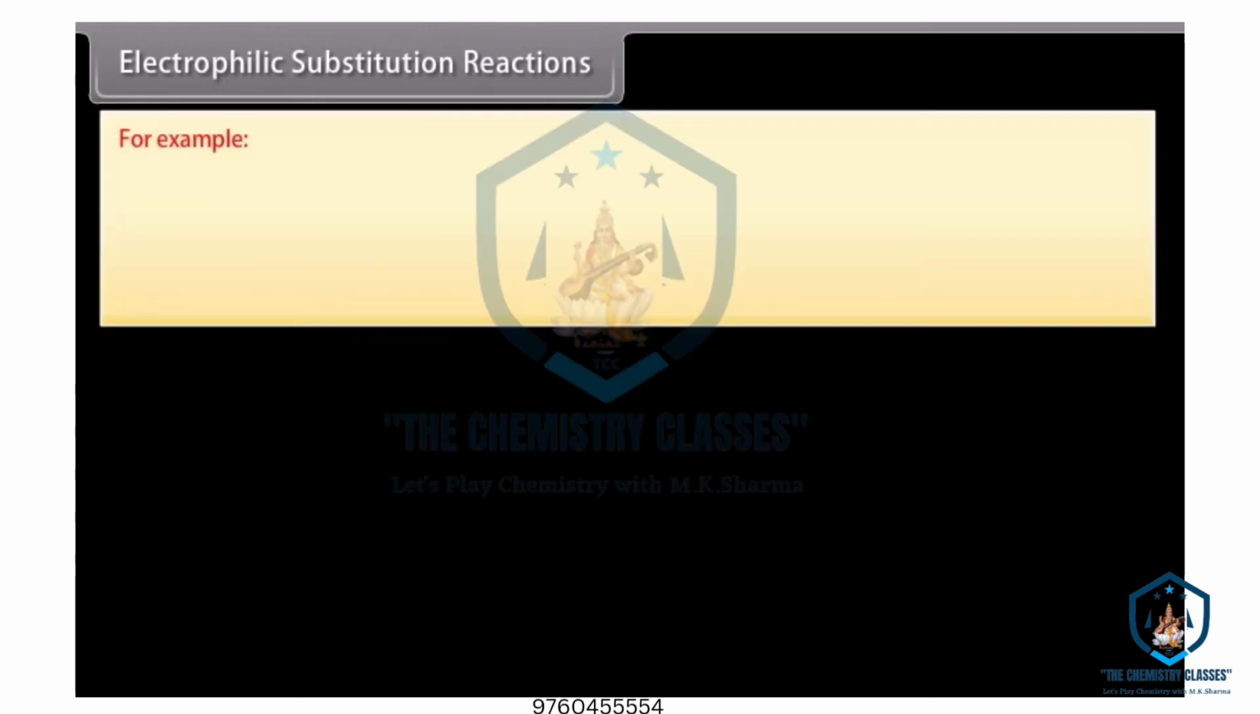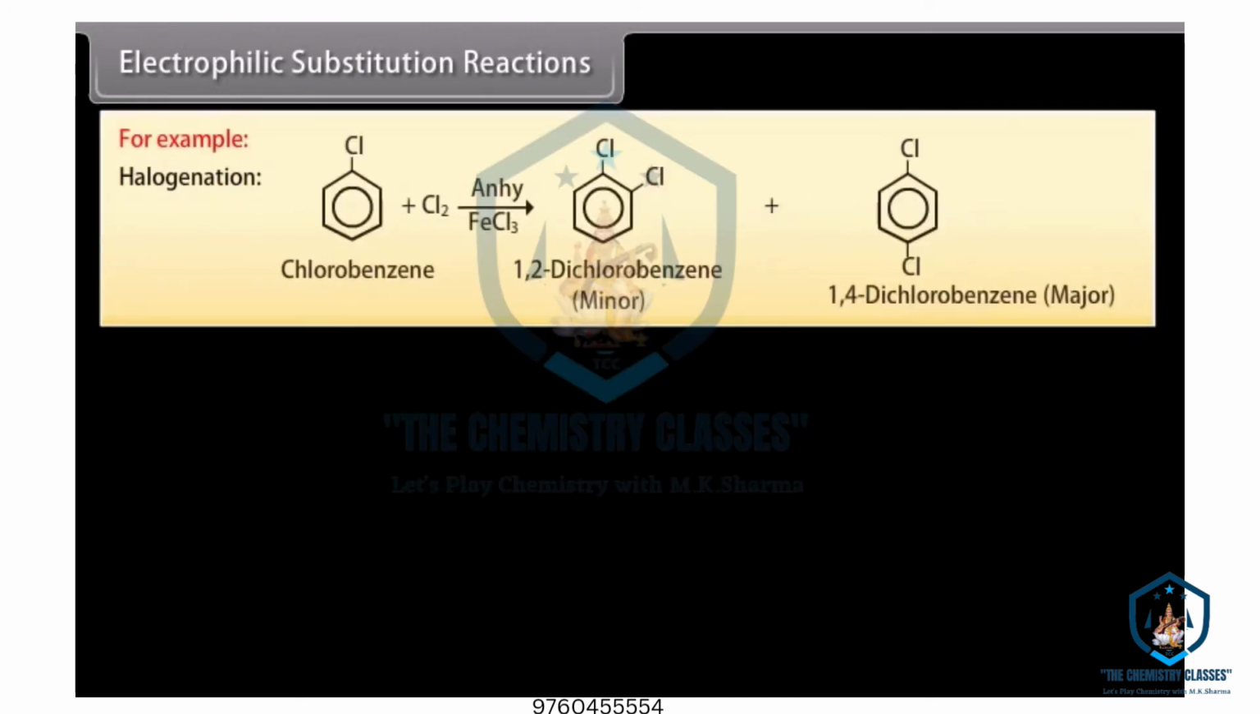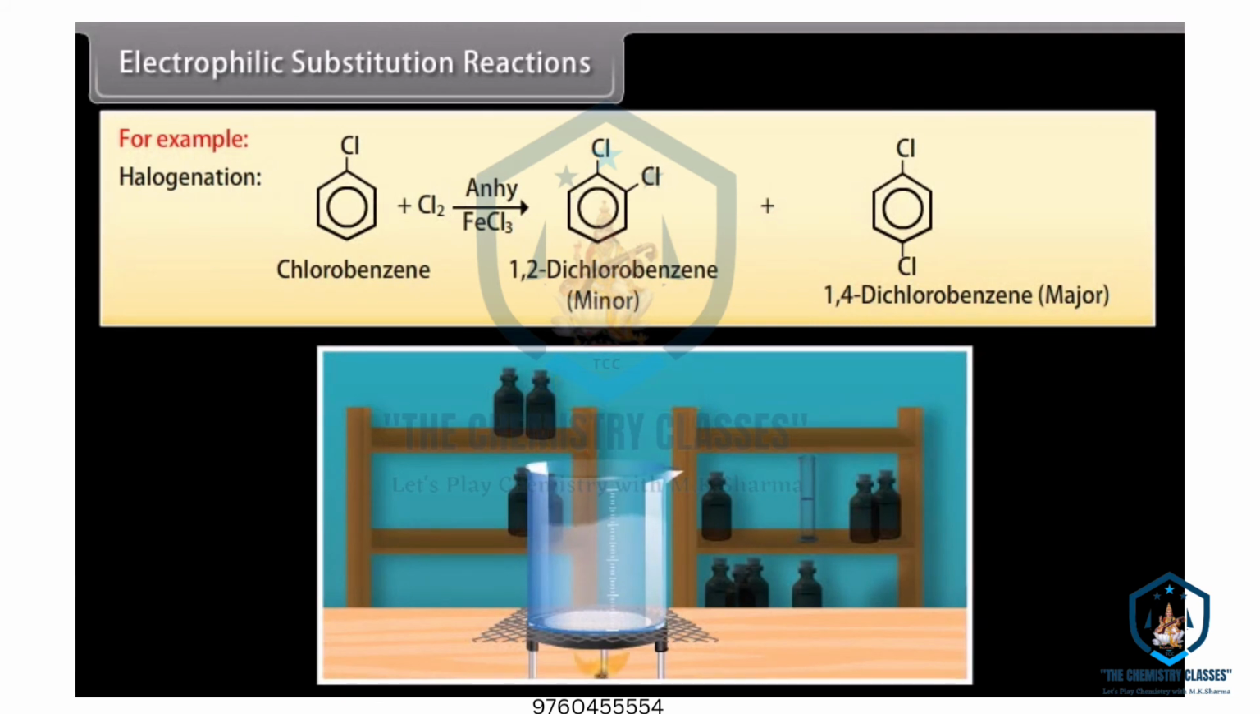For example, halogenation. When chlorobenzene is mixed with chlorine and ferric chloride is added, it reacts to give 1,2-dichlorobenzene, which is a minor product, and 1,4-dichlorobenzene, which is a major product.